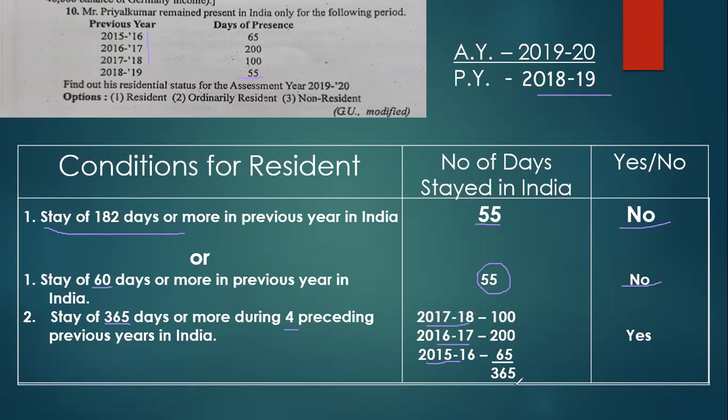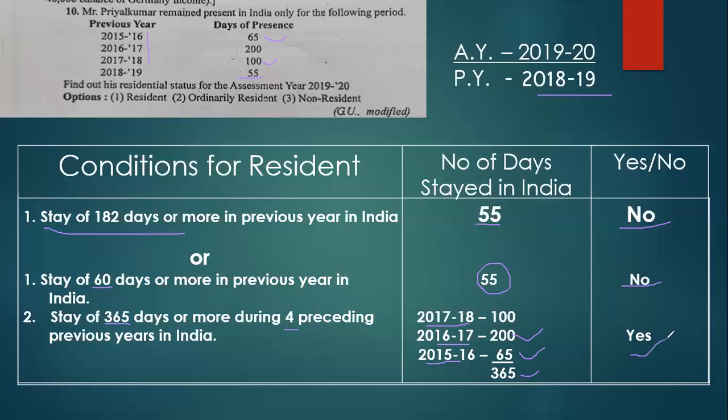But if we calculate the number of days of these 3 years, in 2017-18 he stayed 100 days, so we have written here 100 days. Then it is 200 days, so here we have written 200 days. Then in 15-16 we have written 65 days. Then the total number of days will be 365. So here it is 365, and the number of days he stayed in India is also 365. So this condition is fulfilled.